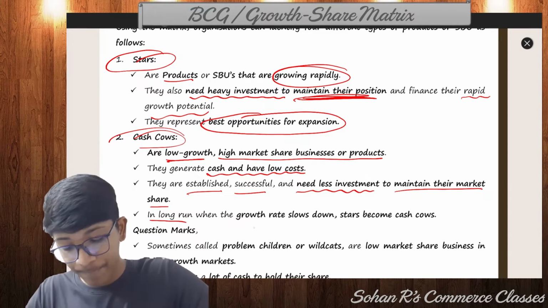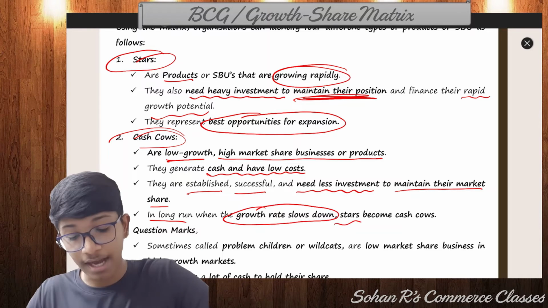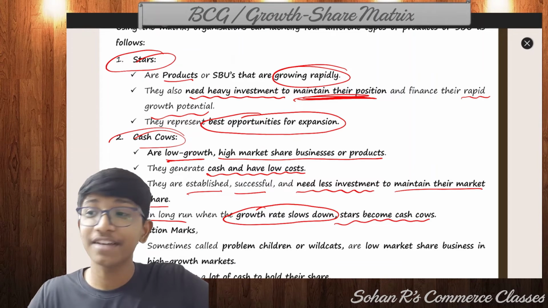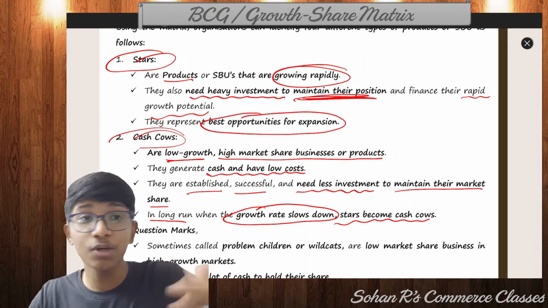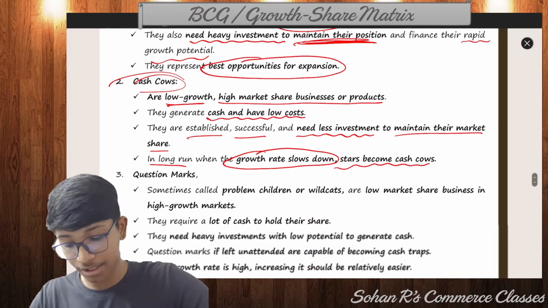In the long run, when the growth rate slows down, stars become cash cows. This is a very important point. So when your products were stars but start losing their growth rate, they become cash cows.